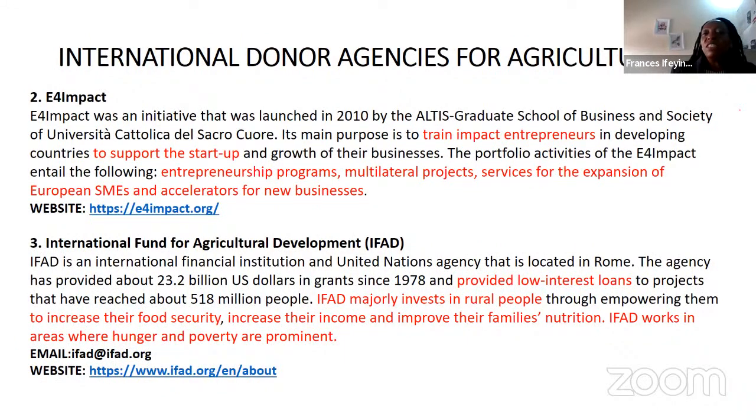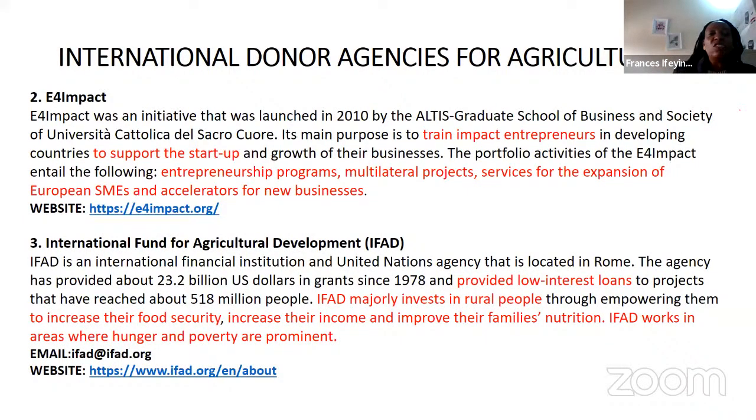The portfolio activities of E for Impact entail the following: entrepreneurship programs, because that's their focus. Their focus is developing impact entrepreneurs. So, entrepreneurship programs, multilateral projects, services for the expansion of European SMEs, and accelerators of new business. So you see these ones, their focus is also different.